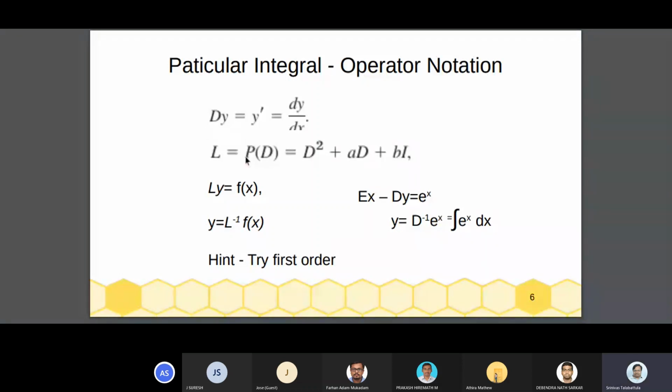This is a differential operator. L is the full differential equation operator, you can say. Here it is expanded: D square plus AD plus BI, where I is an identity operator. Like you have seen vector spaces in the morning, you can also consider differential operators as a vector space, and all the properties like commutativity, additivity, closure, linearity, all those properties can be studied for this differential operator space.